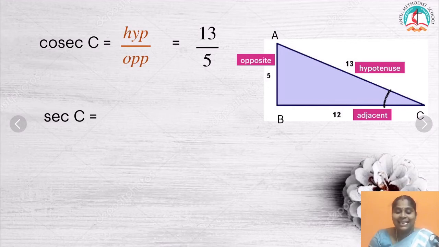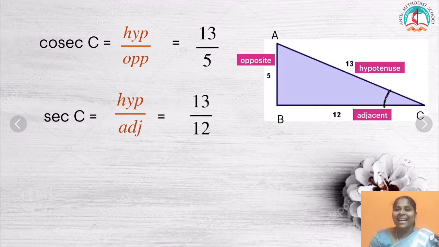Next, secant C. What is the value of secant C? Yes, children. The secant is reciprocal of cos. So how to write the secant? Hypotenuse by adjacent. So what is the hypotenuse here? 13 and adjacent is 12. So it is 13 by 12.